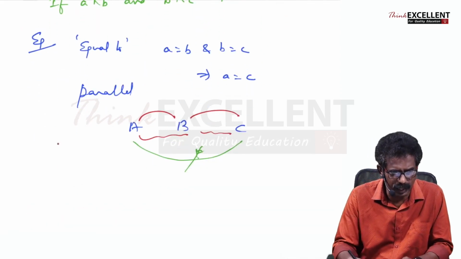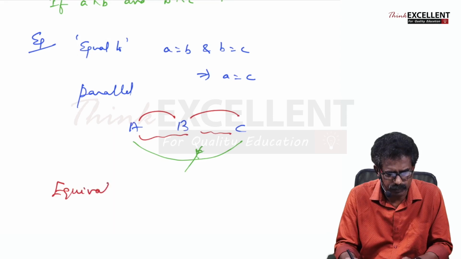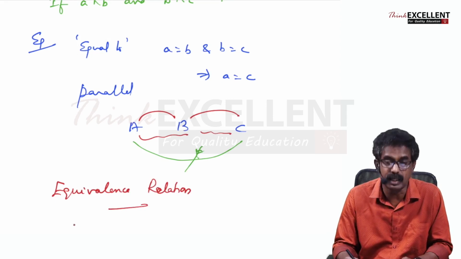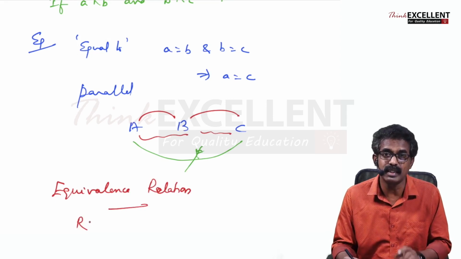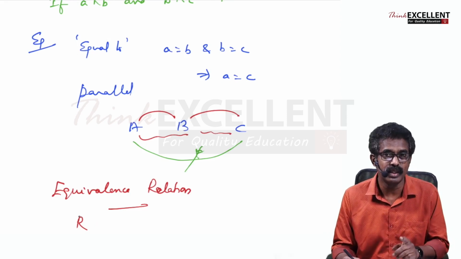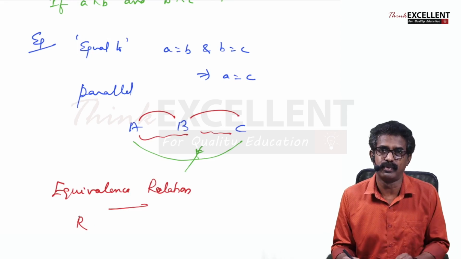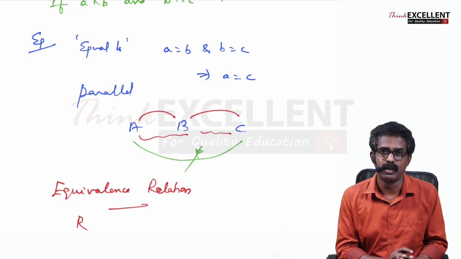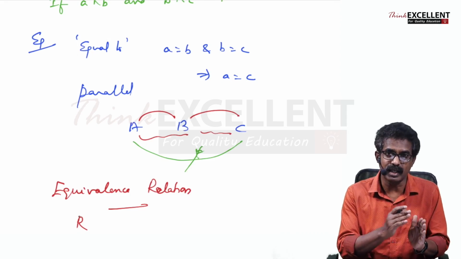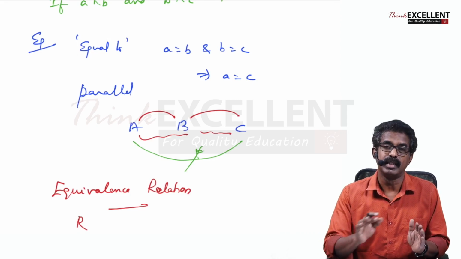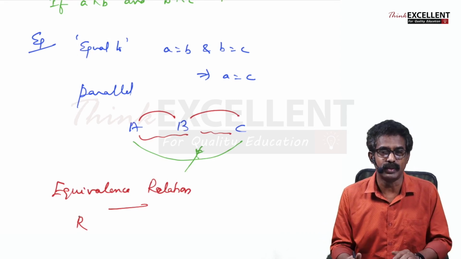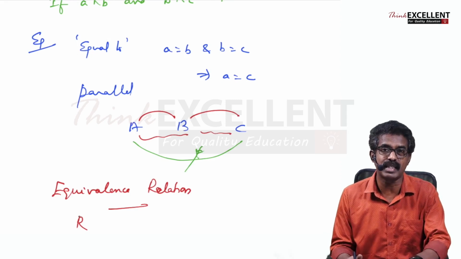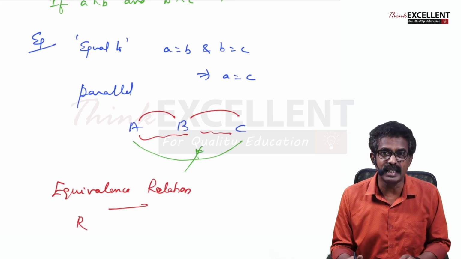It is called equivalence relation. What is equivalence relation? A relation R is said to be equivalence if it is reflexive, symmetric, and transitive. What is reflexive? Every element related to itself. What is symmetric? If A is related to B, then B must be related to A. What is transitive? If A is related to B and B is related to C, then A must be related to C. Okay, so that is transitive. If all the 3 relations are satisfied, then that relation is called equivalence relation.